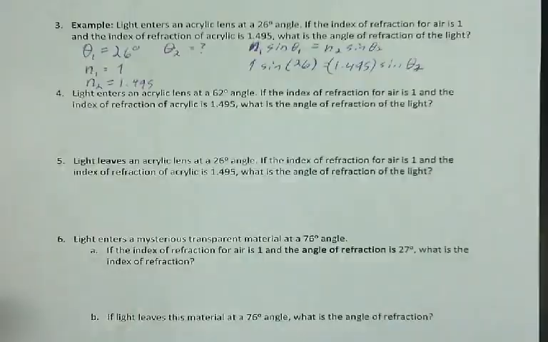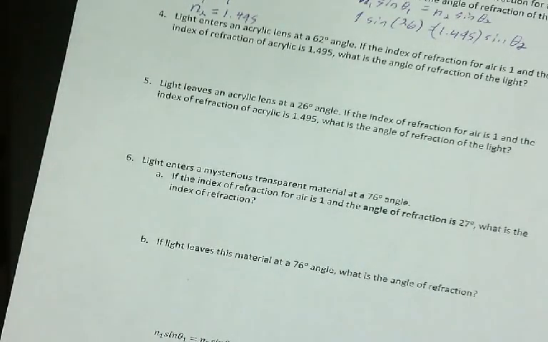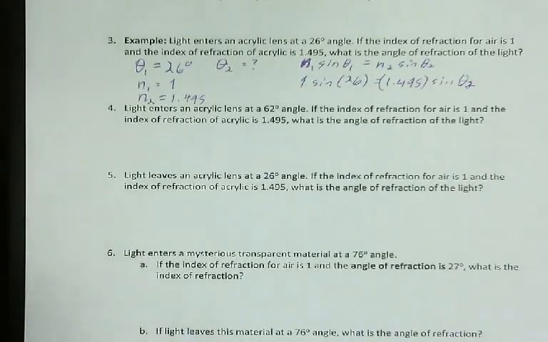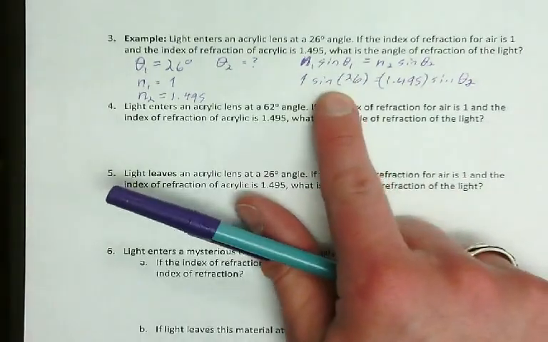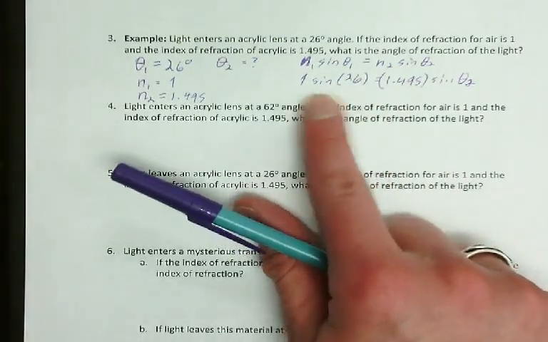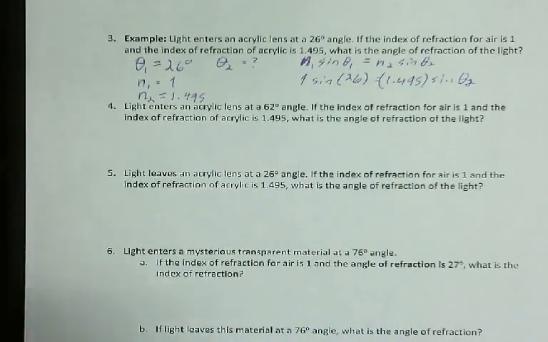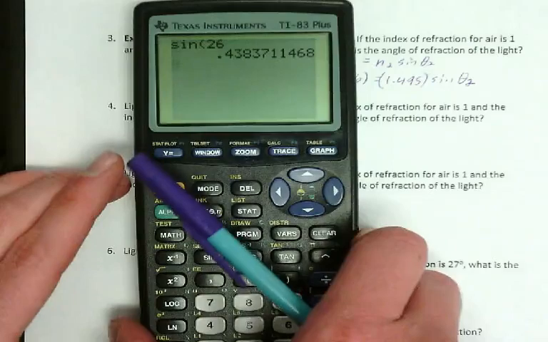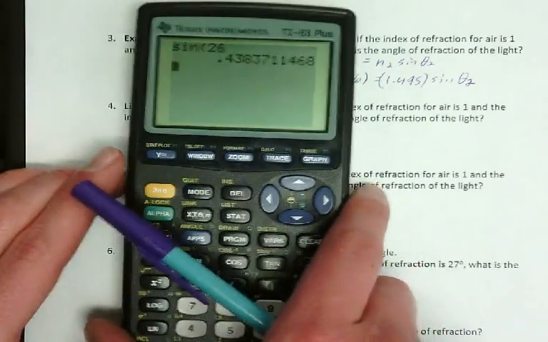So when you go about solving this, you'll use your calculator, obviously. So what you do first is I find the sine of 26 first. So on here, sine 26 gives me 0.438.